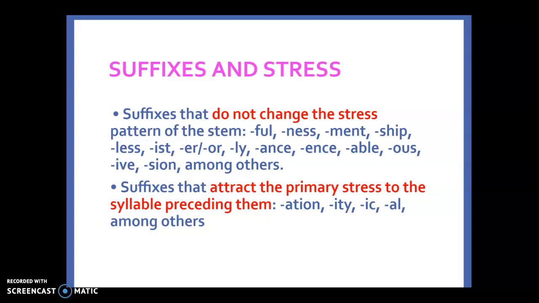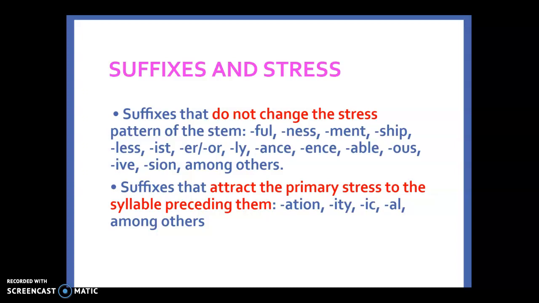For example, I say history, the stress is in "his", but I say historic. So by adding -ic, the stress pattern of the root changes, and the main stress moves to the syllable preceding the suffix.